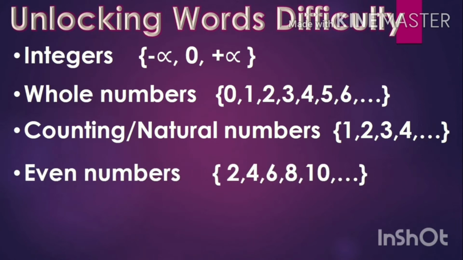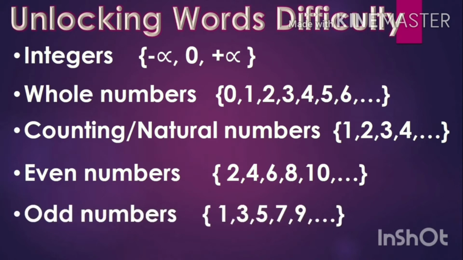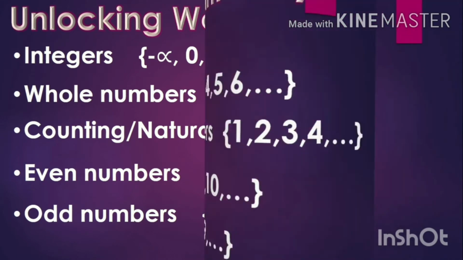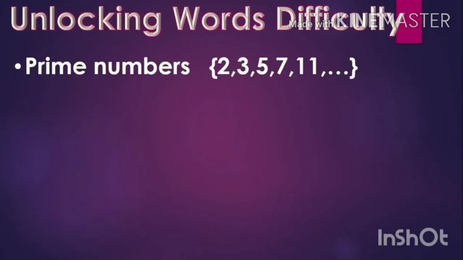Next, even numbers. Any integer that can be divided exactly by 2 is an example of even number. If the given integer cannot be divided exactly by 2, that is an example of odd numbers. Prime numbers are numbers that have only two factors, 1 and the given number. Example, 2. 2 is the smallest prime number.